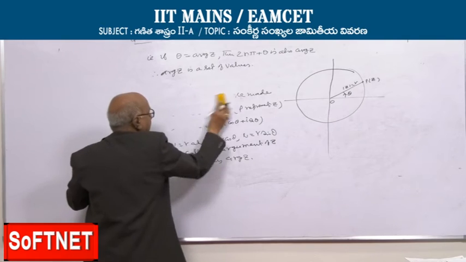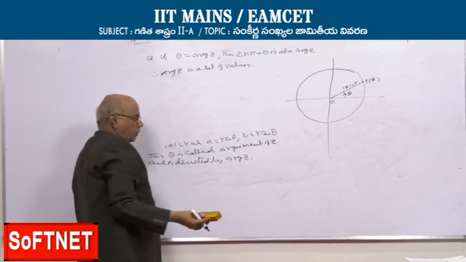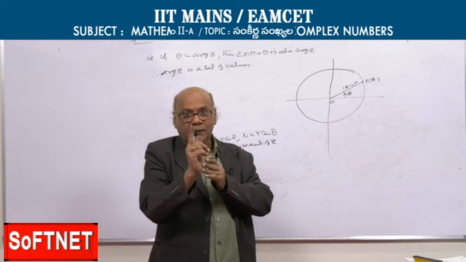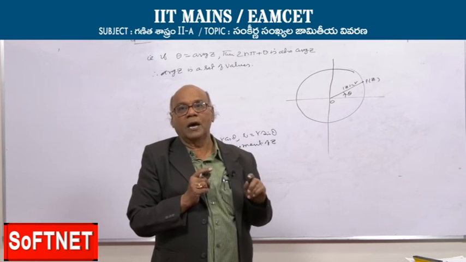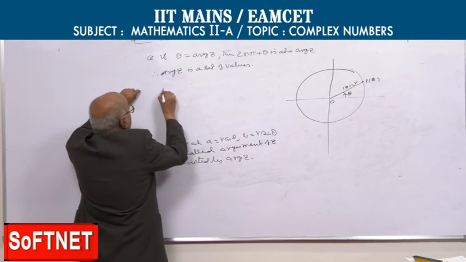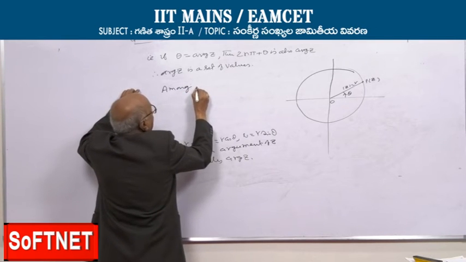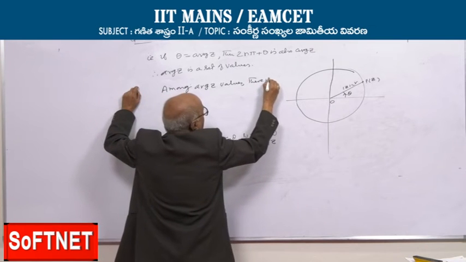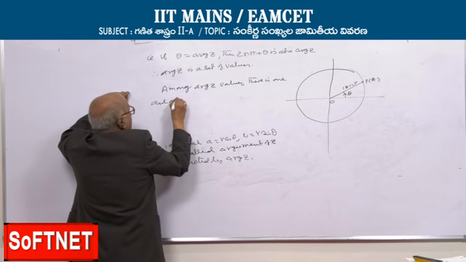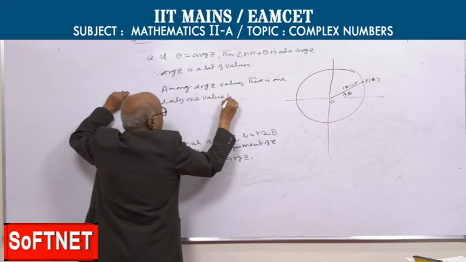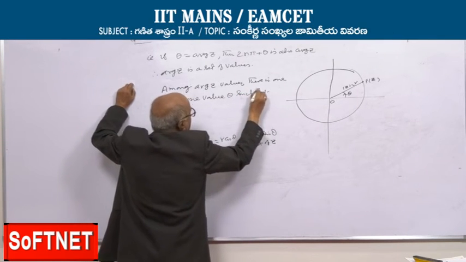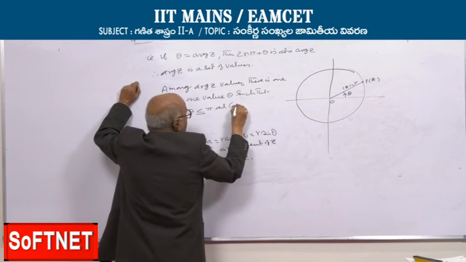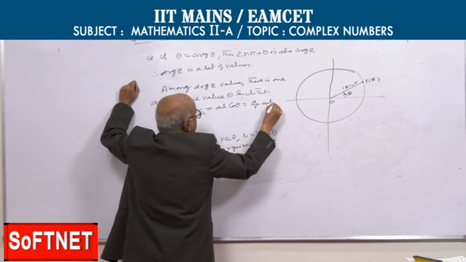So now what we do is, just like our elected representatives, from my constituency one will be elected. Similarly, among these set of values of arg Z, we select one value and we call it the principal value of the argument of Z. Among arg Z values, there is one and only one value theta such that minus pi less than theta less than or equal to plus pi, and cos theta is equal to A by R and sin theta is equal to B by R.